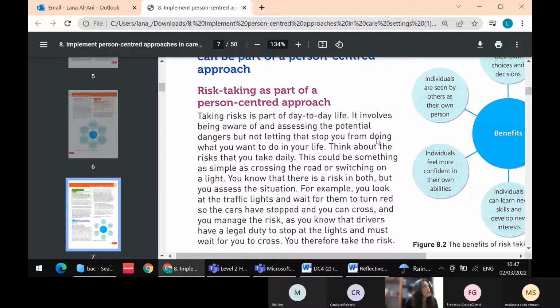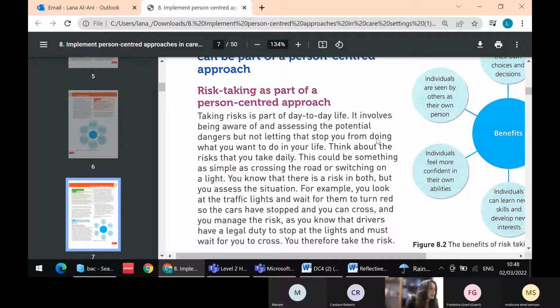Let us say a person who's diabetic, but he really wants to have lots of biscuits with his tea every day. That's dangerous for them. So there are risks to take when you provide a person-centered approach. There are so many risky things. So you need to think about the risks you're taking when you allow this person to do whatever they would like to do. Even, for example, crossing the road.